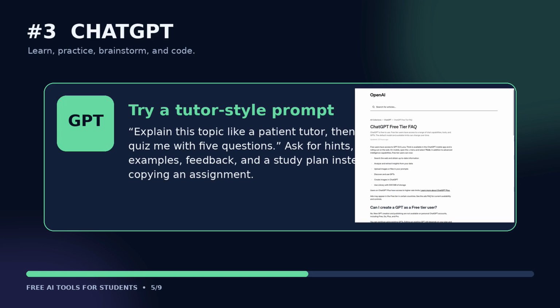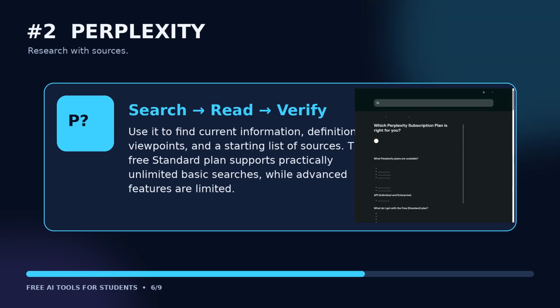At number 3, ChatGPT. A free account can help explain difficult topics in simpler language, brainstorm project ideas, create practice questions, analyze some files, and support coding practice. Try this prompt. Explain this topic like a patient tutor, then quiz me with 5 questions. That last part matters. Instead of asking for an assignment to copy, ask for hints, examples, feedback, and a study plan. Free tools and limits can change, so use the answers as a learning aid and verify important facts.